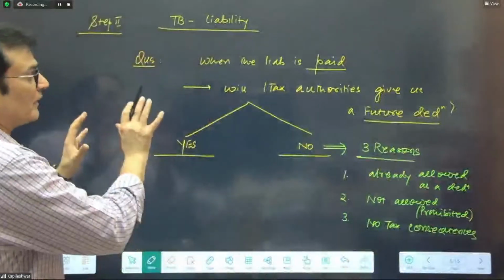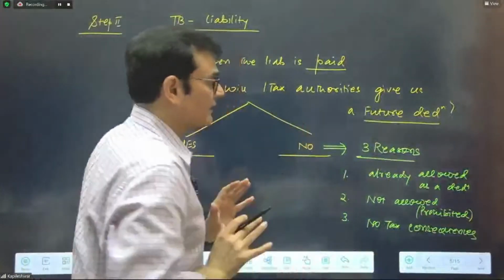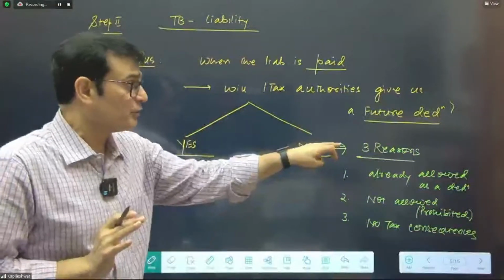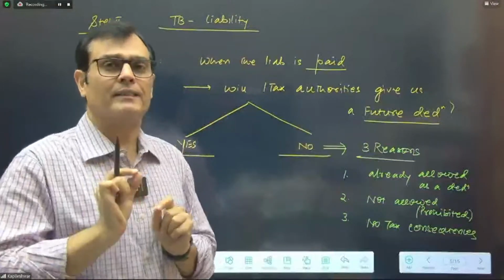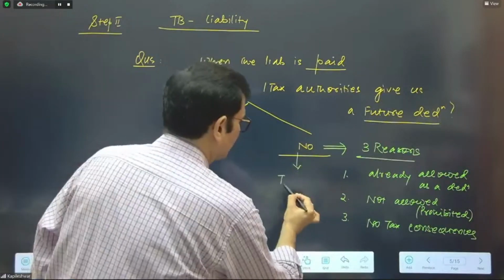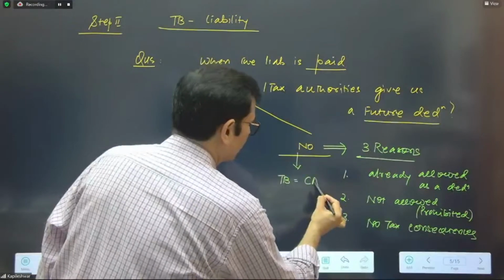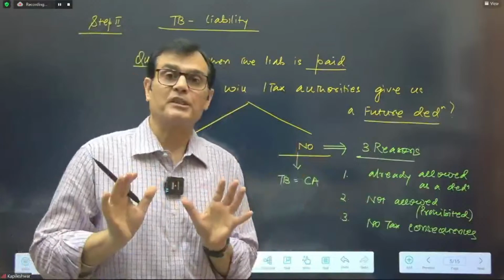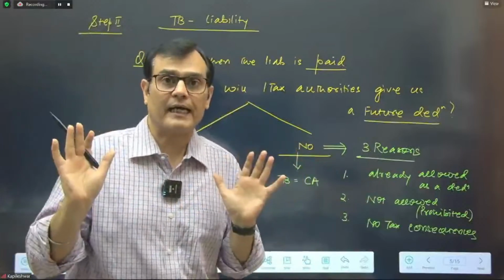So we can say, when the liability is paid, will the tax authority give you a deduction? If they say no, they will not give you a deduction. These are the 3 possible reasons why a deduction would not be allowed. In this particular case, the tax base is equal to the carrying amount, no deferred tax. No future implications, no deferred tax.